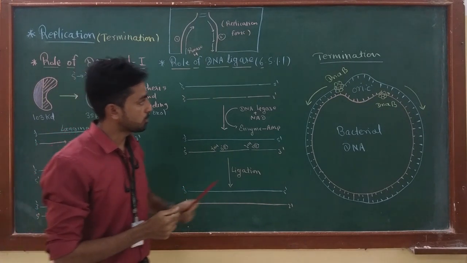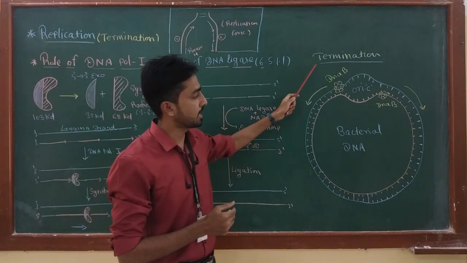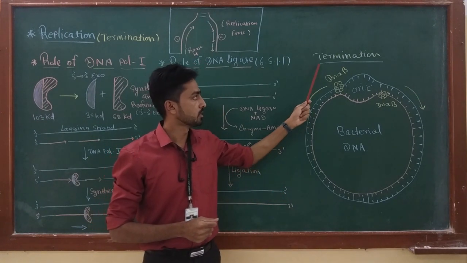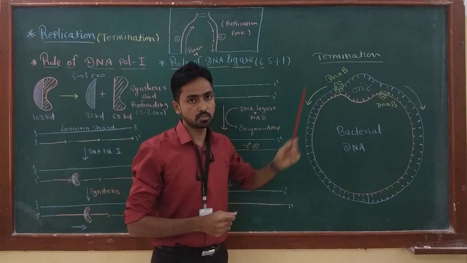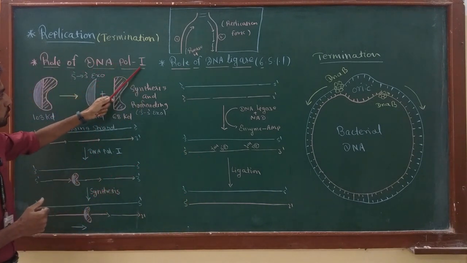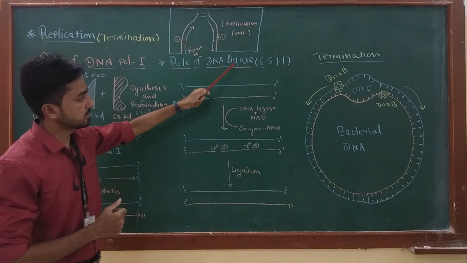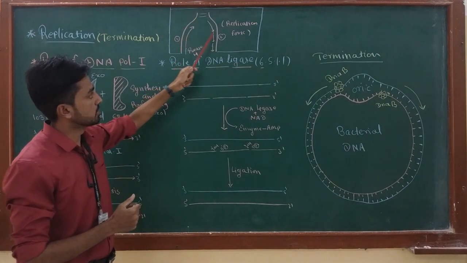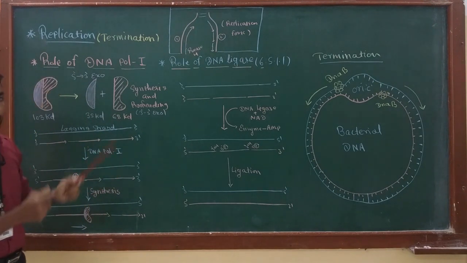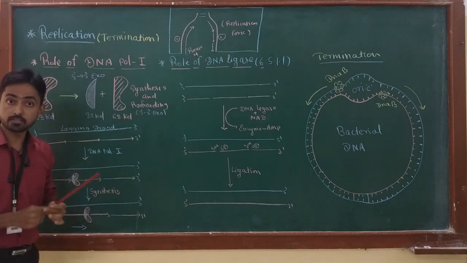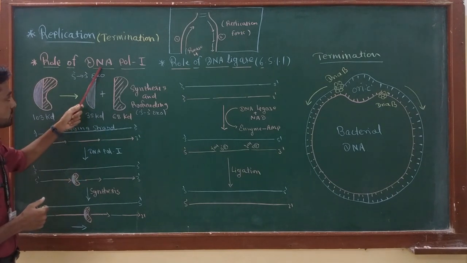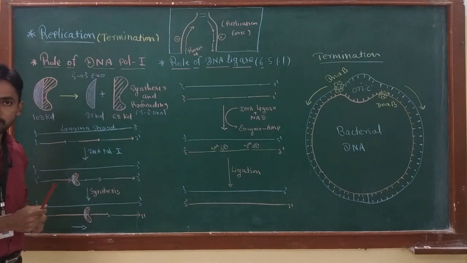Now in this lecture I am going to focus on the last stage of DNA replication, that is termination. But before starting with termination, I just want to discuss the role of DNA polymerase 1 and DNA ligase enzyme in the elongation and termination process. We know that elongation is mainly carried out by DNA polymerase 3, as I discussed in my previous video in detail. Now, what is the role of DNA polymerase 1 in the replication process?